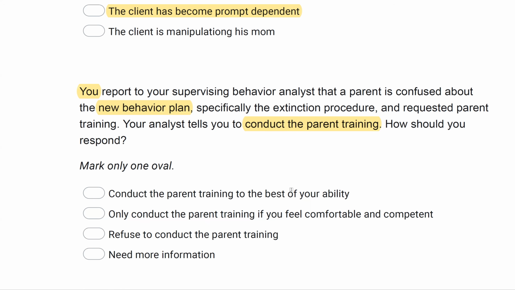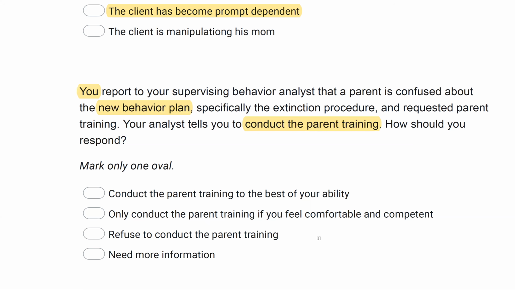A is saying, well, go ahead, even if you aren't comfortable, even if you aren't competent, try your best. No, if you aren't comfortable and you aren't competent doing independent parent training, don't do it. It's not your role, and you've got to be competent in whatever you're doing. As a technician, if you're uncomfortable or you don't feel competent, you've got to speak up. Don't go in there and just give it your best, right? Because that can only harm the client.